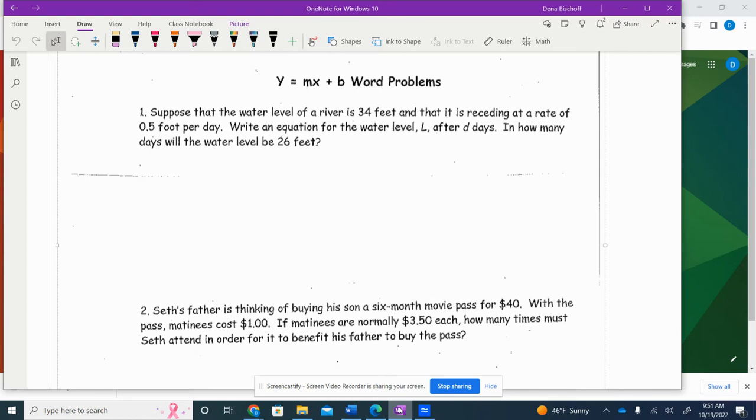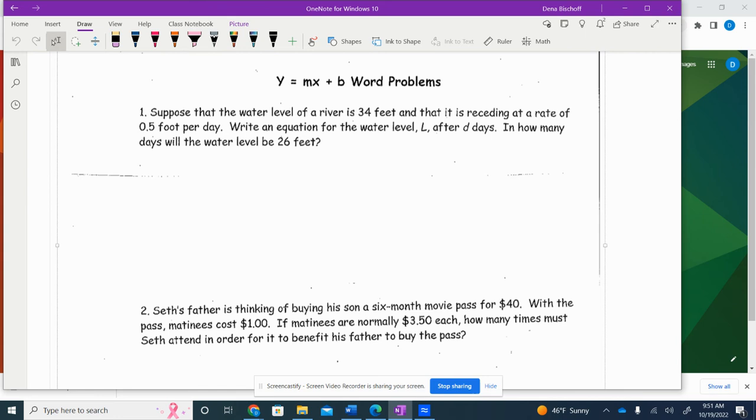So happy Friday. Today we are doing more word problems. Today's lesson is all about writing equations and solving equations in the form y equals mx plus b. So really this lesson for today is me walking you through how to set up every problem.